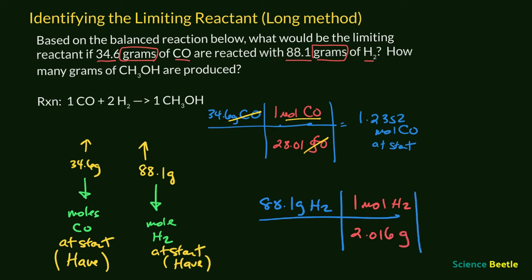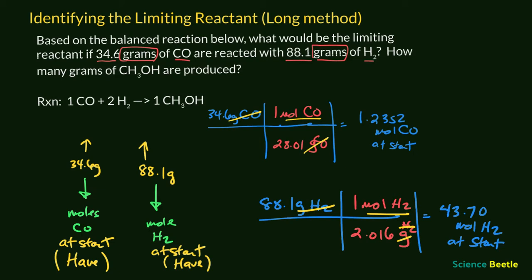Clean this up here. Notice the grams of H2 cancel. Up here I have to put the H2, so let's go ahead and put that there. And that will cancel as well, leaving you the units of moles of H2 behind. You do the math there, 88.1 times 1 divided by 2.016 gives you 43.70 moles of H2 at the start.